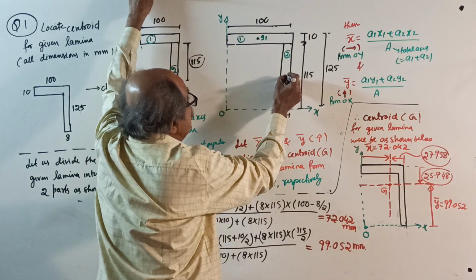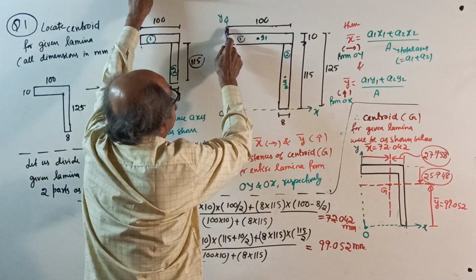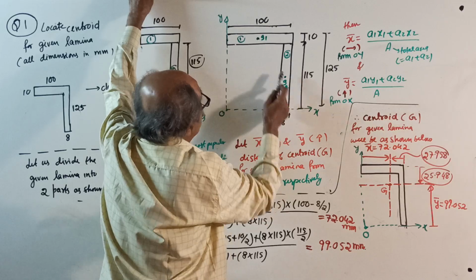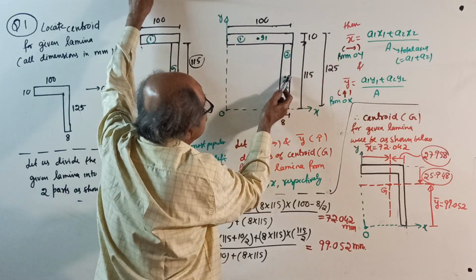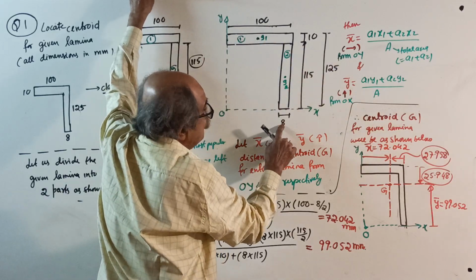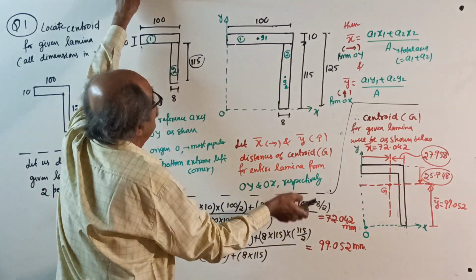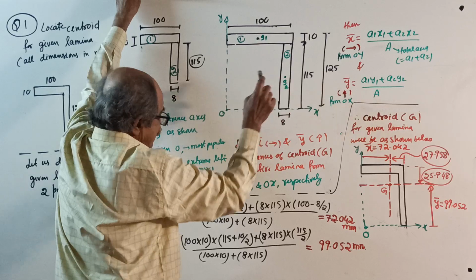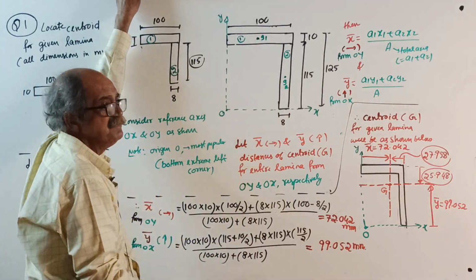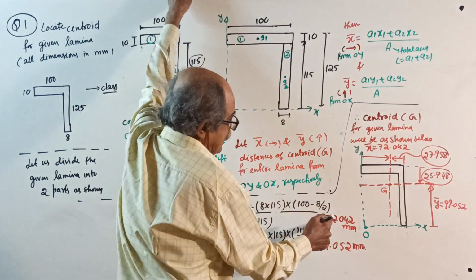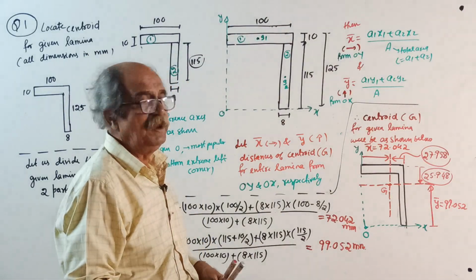Into its centroid from here. See, this full is 100. From 100, you come back, subtract half of 8. I wrote here, 100 minus 8 by 2, divided by this area plus this area, total area. I think I don't have to explain area. You get x bar 72.042 millimeter.